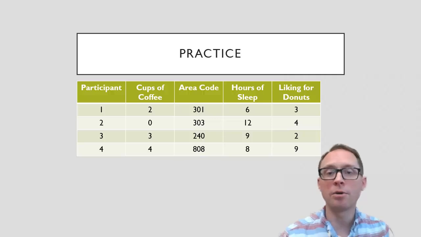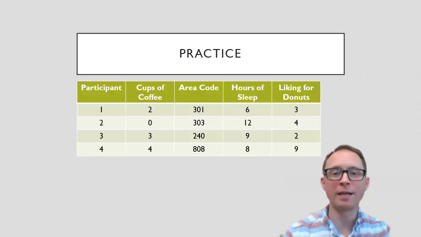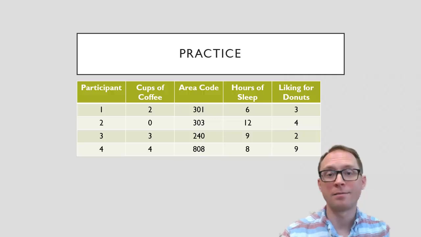And why is area code nominal? Well, it's a number, but the 303 number isn't more or less of something than a 301. It's a number that represents a difference, a different category. That's it. It is just different. It is not ordinal. There's not more of anything just because you have a 303 area code compared to a 240 area code. They're just different, not more or less of anything.